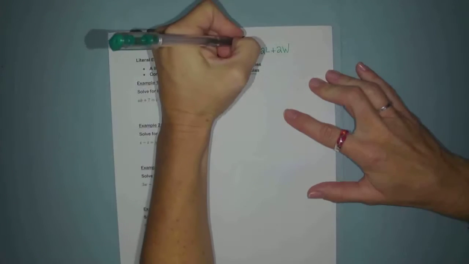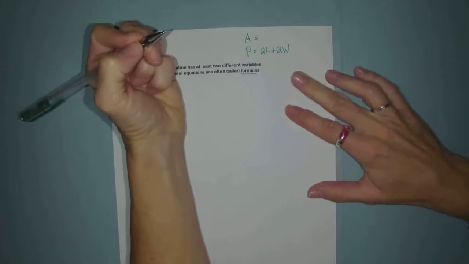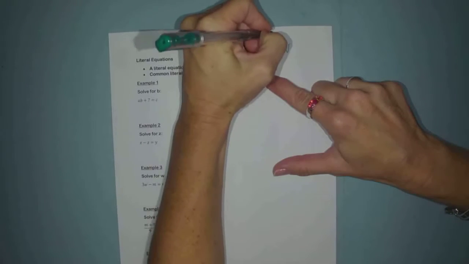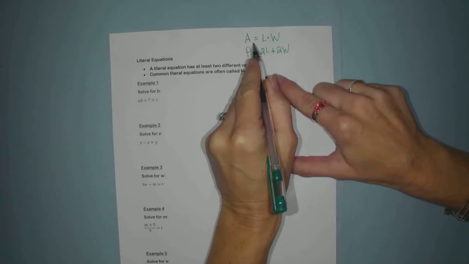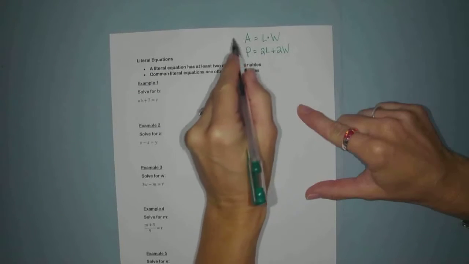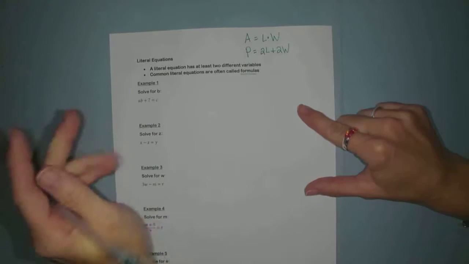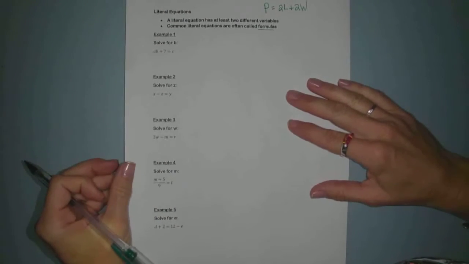Or maybe area of a rectangle, area equals length times width. See, 3 different variables, okay? So these are literal equations or formulas. Okay, so we're going to use our equation solving skills to solve some of these examples.